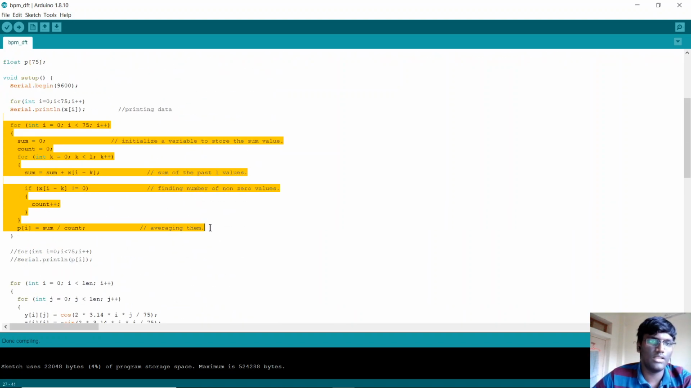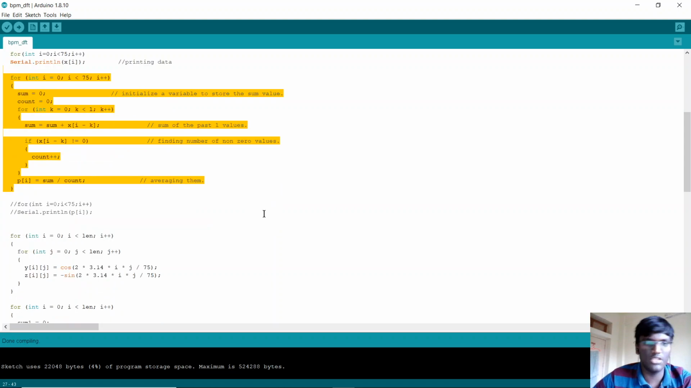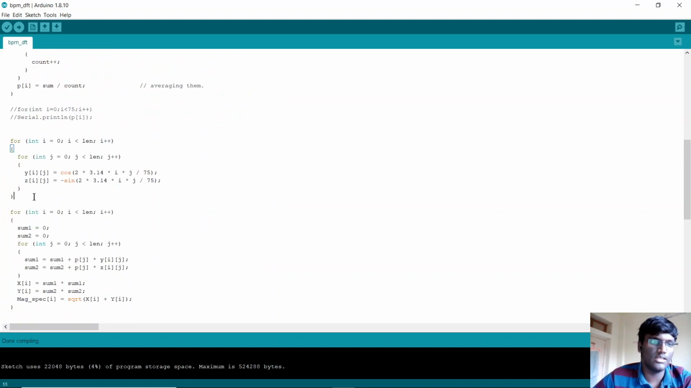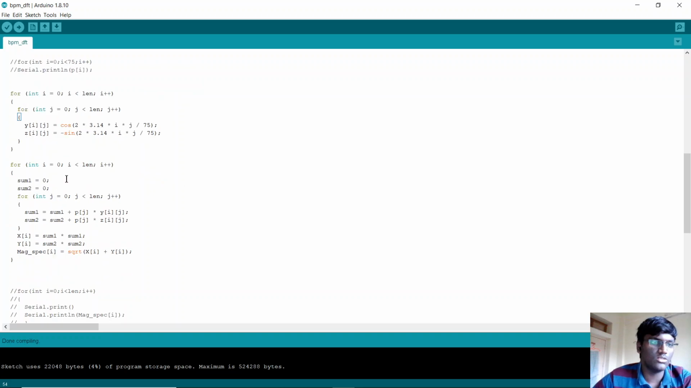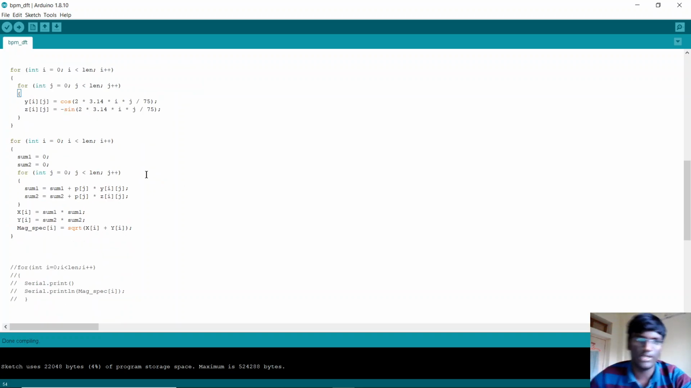So here we apply the moving average filter to smoothen the signal. This is the code for the DFT matrix. Y consists of cos 2 pi row into column divided by 75. Z consists of minus sine of 2 pi row column by 75. So the idea here is to calculate the magnitude spectrum. Magnitude spectrum can be calculated by multiplying the given vector.